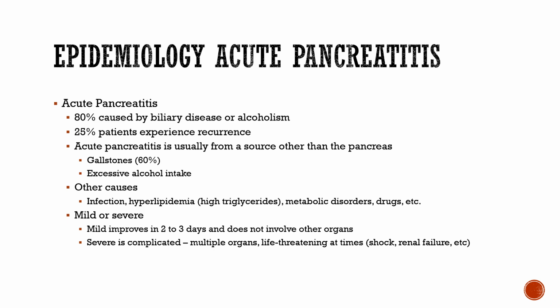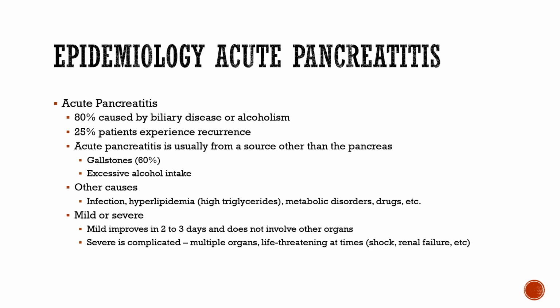Acute pancreatitis can be mild or it can be severe. If it's mild, it tends to improve in 2 to 3 days, and it doesn't involve other organs. If it's severe, it can be complicated, involve multiple organs, and actually become life-threatening at times and put the person into shock, renal failure, and so forth.